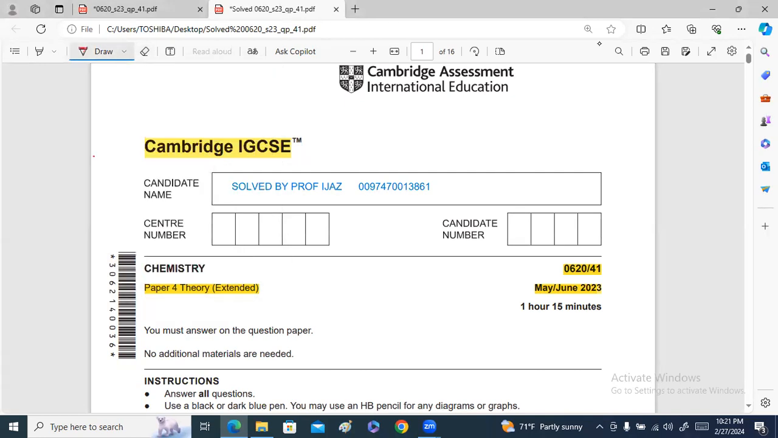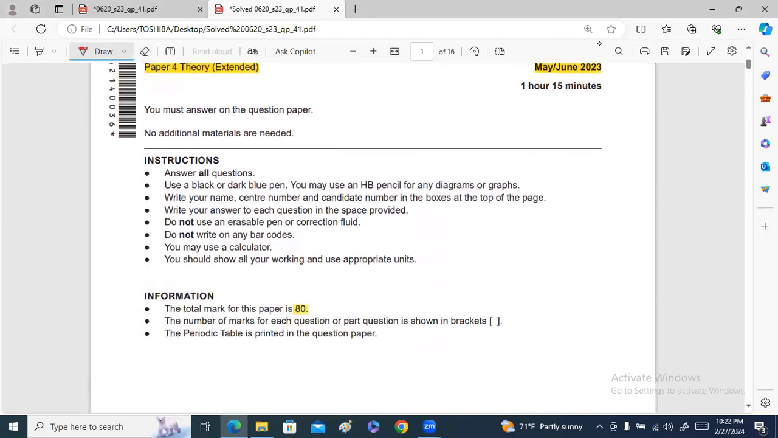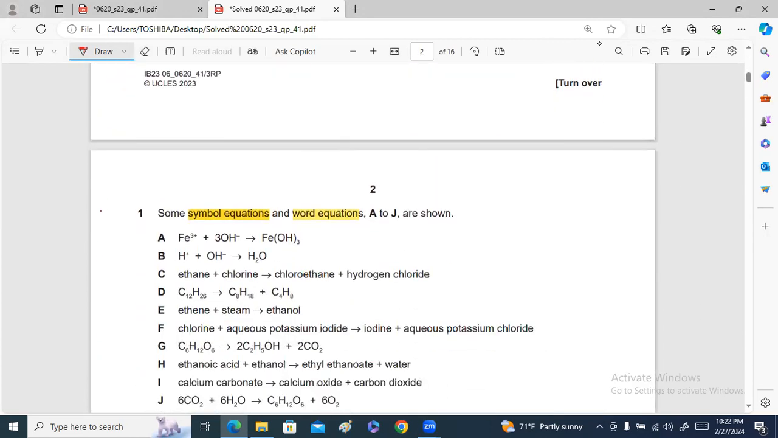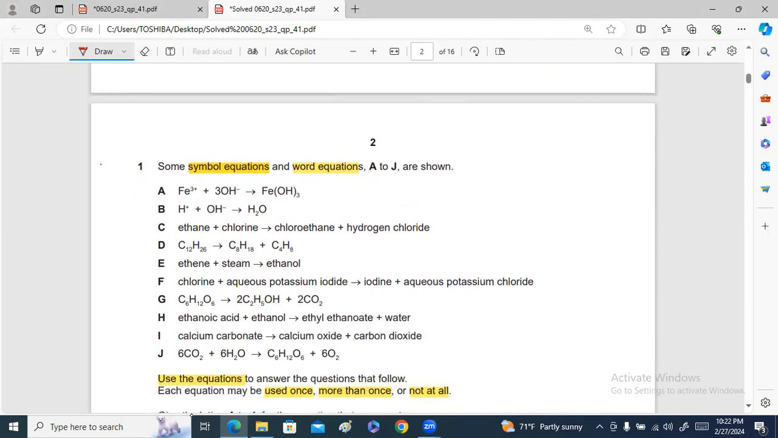Today I'm going to discuss paper 41, 0620, May June 2023. Let's start from question number 1. This question is regarding some symbol equations and word equations. From A to J, the student will have to answer in terms of A to J, and each equation may be used once, more than once, or not at all.